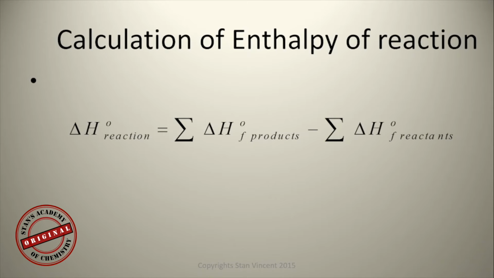So the equation that we are going to use to determine the enthalpy of reaction is: delta H reaction equals the sum of the enthalpy of the products minus the sum of the enthalpy of the reactants. This is the equation we're going to use.